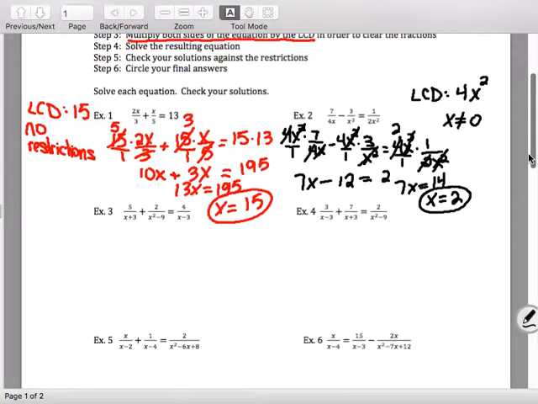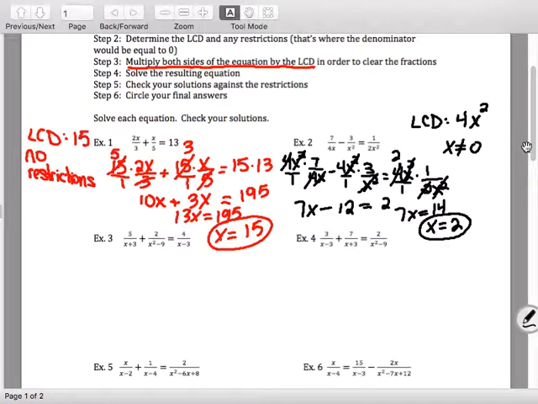All right, let's try the next one. Step 1, I finally get to factor a denominator. X squared minus 9 factors into x plus 3 times x minus 3. All right, what is the LCD here? X plus 3 times x minus 3. My restrictions are where the LCD equals 0. So x cannot equal plus or minus 3.